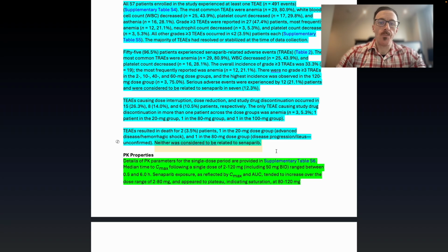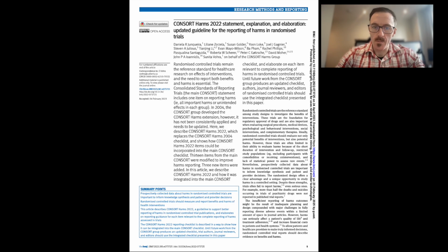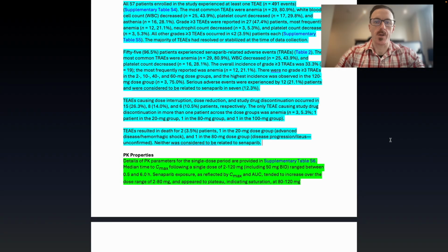And finally, consider reference to the CONSORT for Harm checklist. This is another CONSORT checklist that provides guidance on what information should be reported when reporting safety. So I recommend referring to this checklist when you're writing up your safety results.